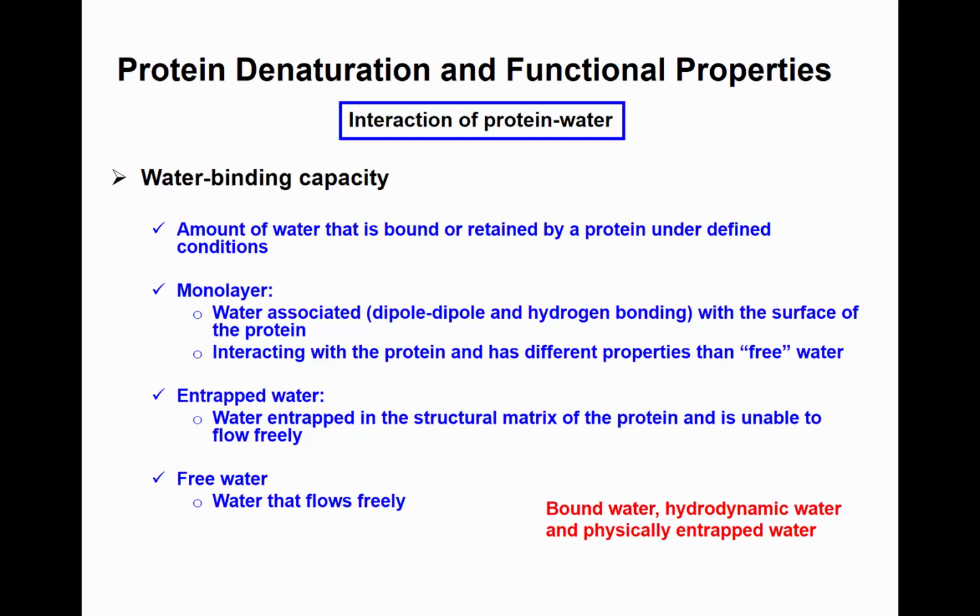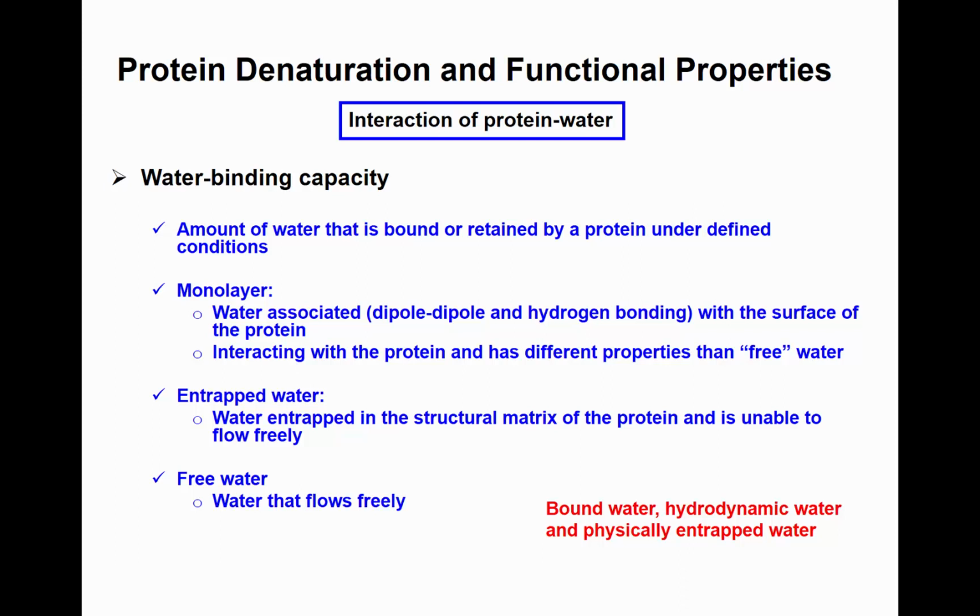Free, unbound water is the water that is available for reactions in the food or for microbes. This bound water is not available to any reactions, and it is bound tightly to the protein. There's also the entrapped water, which is also part of the bound water. The protein structure is a three-dimensional structure, so there are gaps within the protein tertiary structure. Water can be entrapped in this protein matrix, and it's thus unable to flow freely.